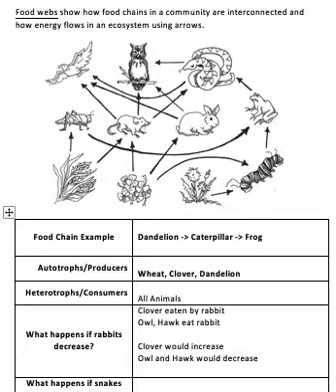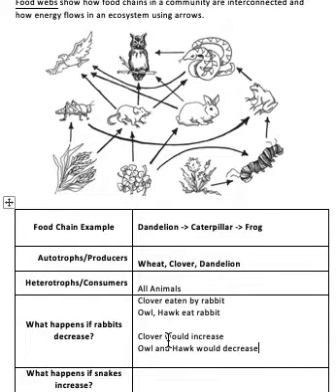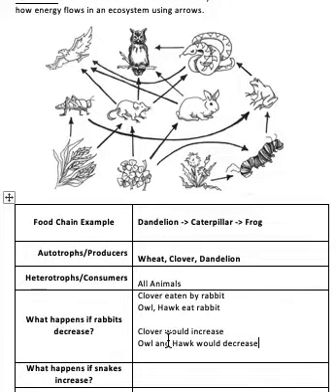The owl and hawk would go down. Their dinner, the rabbit, is gone. The owl and the hawk, they will go down. All right, I'm going to scroll down a little bit. The next question asks us, what would happen if snakes increase? What would happen if snakes increase?